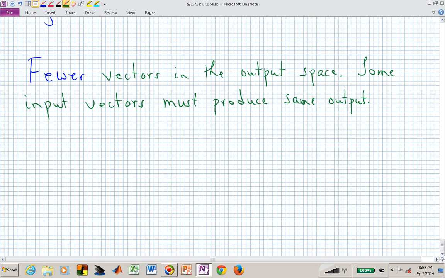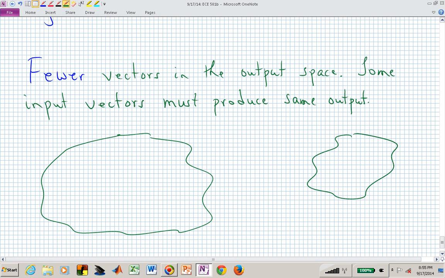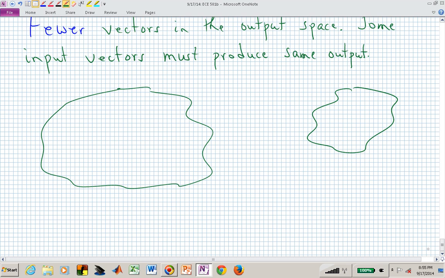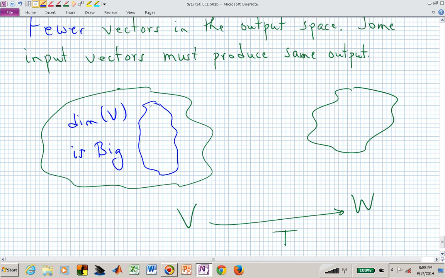And that's non-injective. The picture that you could visualize, now I'm making my blobs representative of their dimension. We now have V here and W here, and a mapping T between those two. What we are saying is that the dimension of our domain is big, and maybe there's only a smaller piece of V that is needed to go into this codomain dimension of W.